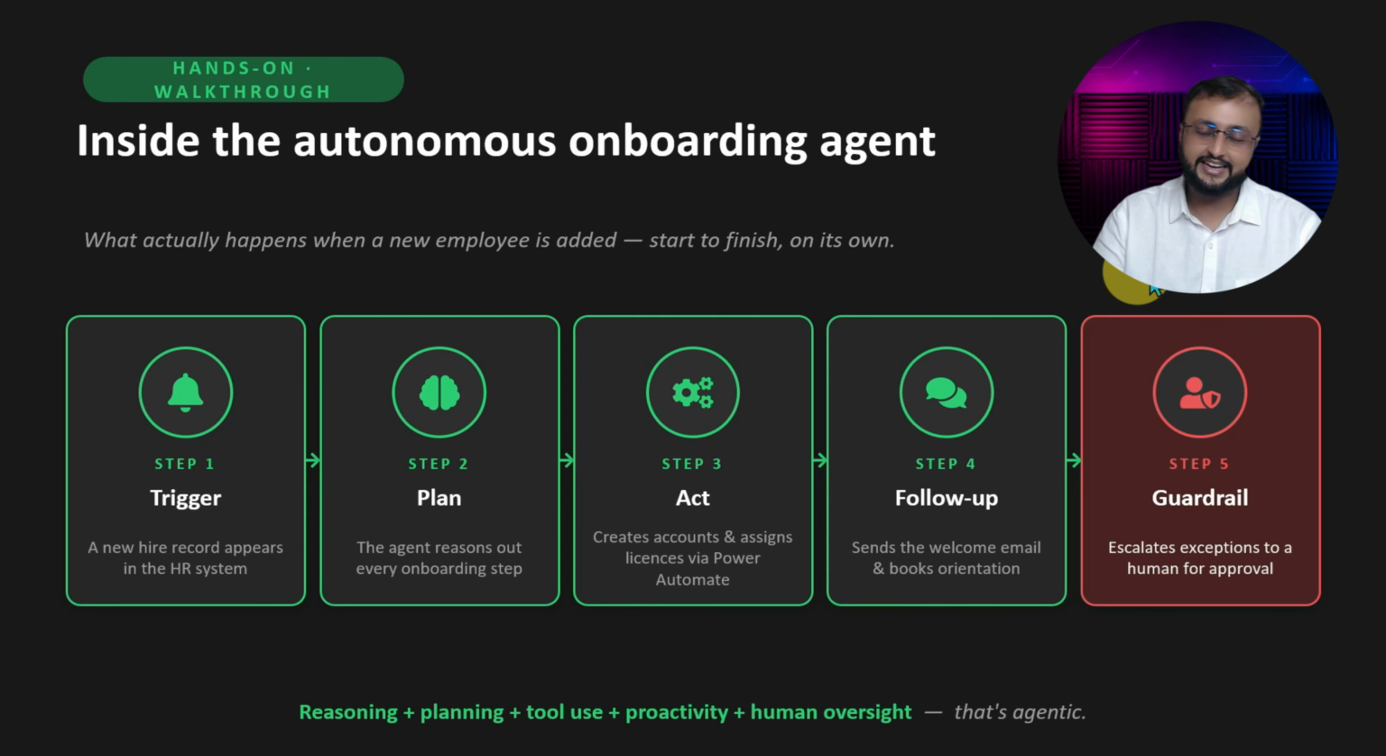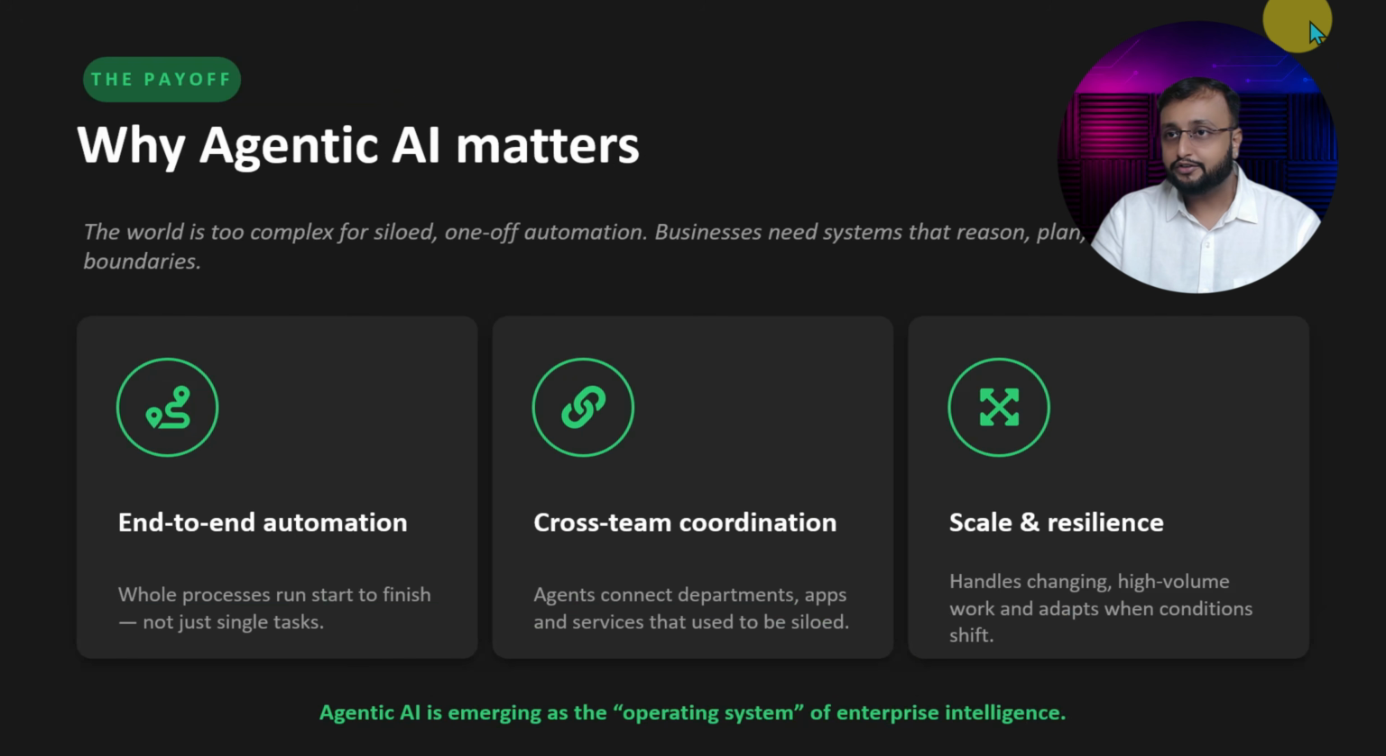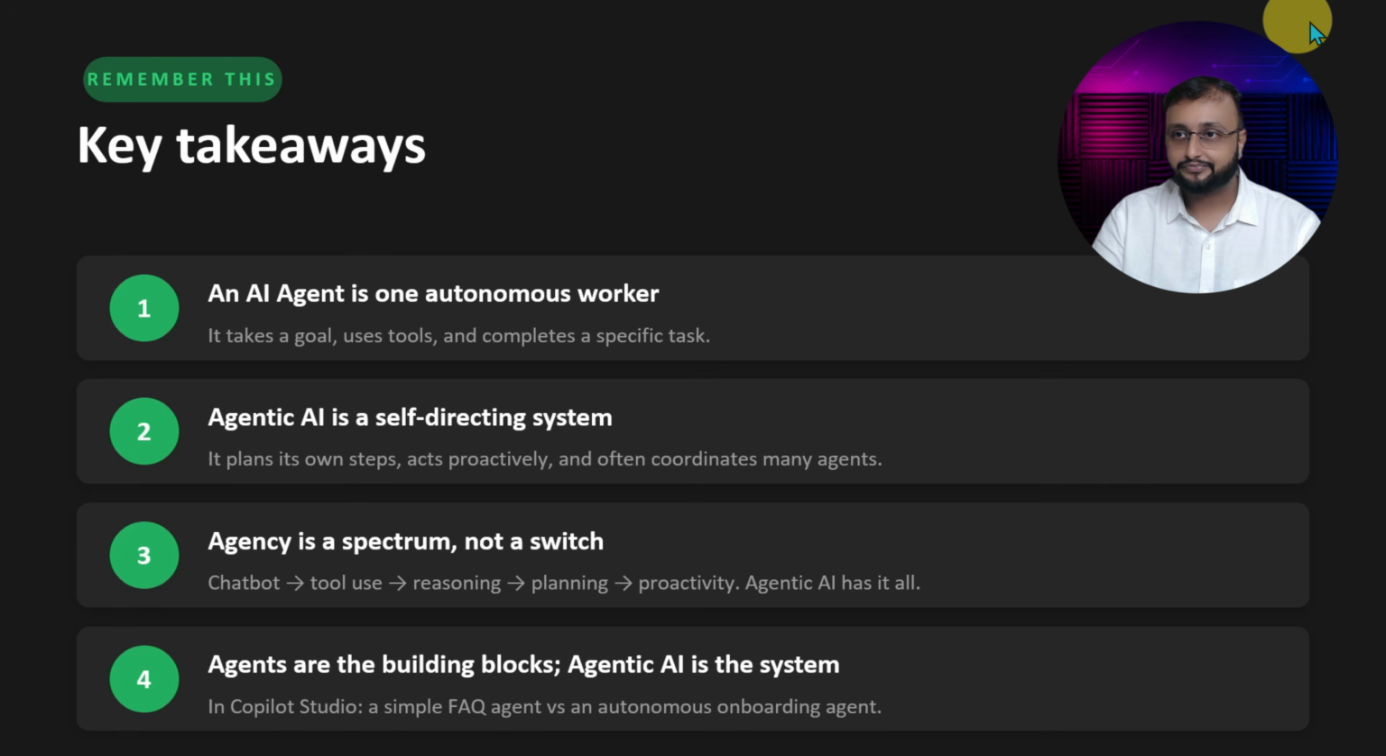We can say it over here: reasoning plus planning plus which tool to use plus proactively, and again, on each step keep the human in the loop as well. So that's completely agentic. All right. So why in today's generation does agentic AI matter more? Because you can do complete end-to-end automation. Gone are those days when you were just asking the question and getting the answer. When you need cross-team coordination and you want scale and resilience, at that time agentic AI really matters a lot.